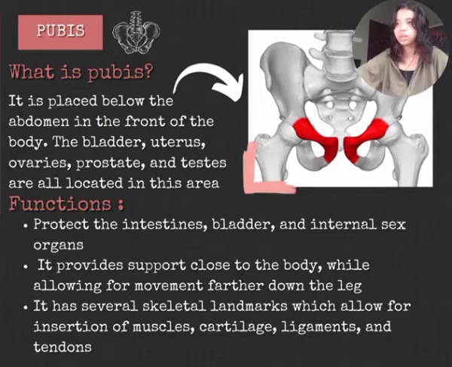The pubis. It is placed below the abdomen in front of the body. The bladder, uterus, ovaries, prostate, and testes are all located in this area. Its function is to protect the intestine, bladder, and internal sex organs. It provides support close to the body while allowing for movement further down the leg. It has several skeletal landmarks which allow for insertion of muscles, cartilage, ligaments, and tendons.